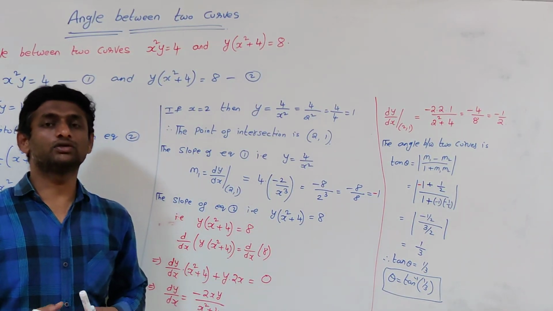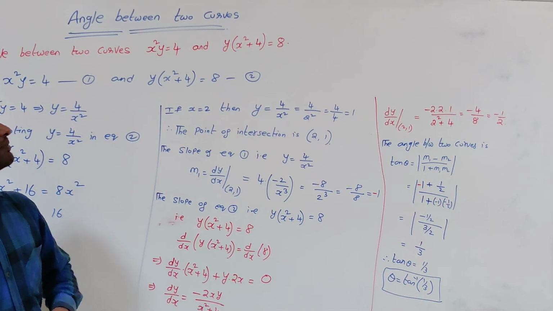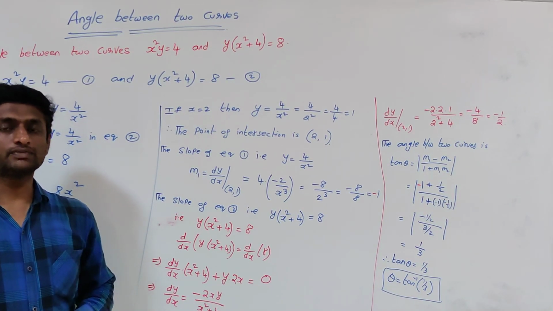x square y is equal to 4 and y times (x square plus 4) is equal to 8. Next problem.